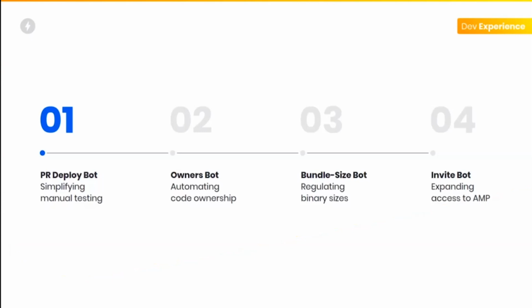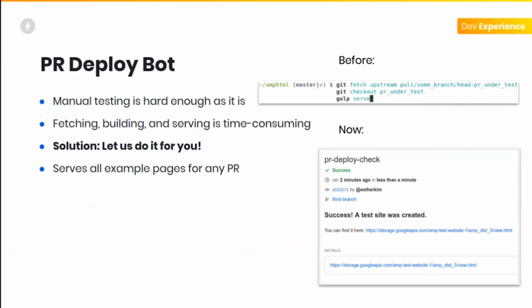Now, the first of these bots is what we call the PR deploy bot, which simplifies the process of manually testing and verifying the changes in a PR that you might be reviewing. So the PR deploy bot was built to address a classic code review pain point, which is someone changes something and you need to look at it and make sure that it does the right thing.